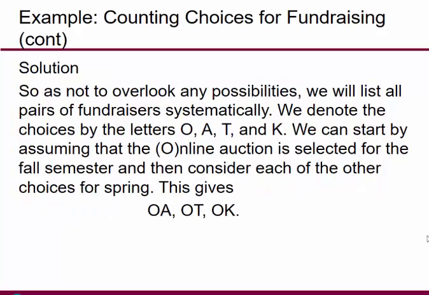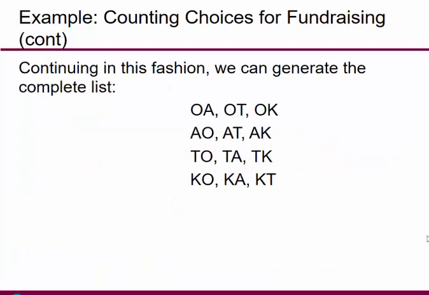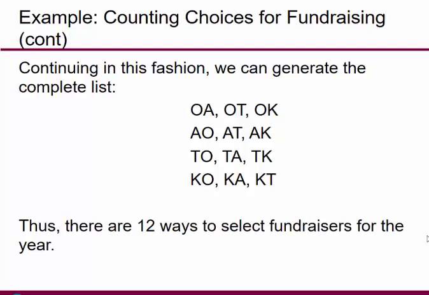So as to not overlook any possibilities, we're going to list them all in pairs systematically. We denote the choices by the letters O, A, T, and K. We can start by assuming that O, the online auction, is selected for the fall semester, and then consider each of the other choices for the spring. This gives us OA, OT, and OK. Now, if the group uses A for the fall, then the choices would be AO, AT, AK. Continuing in this fashion, we can generate the complete list. So there are 12 different ways to select the fundraisers for the year.